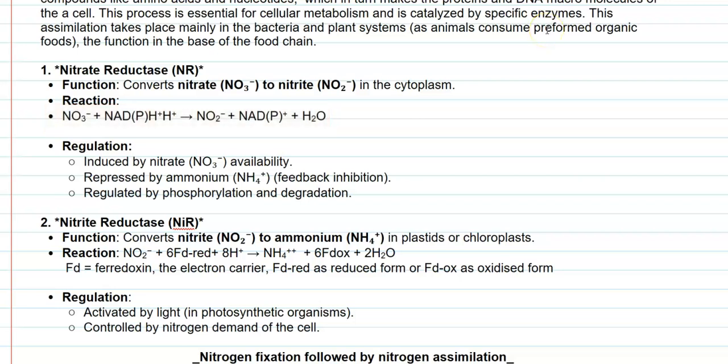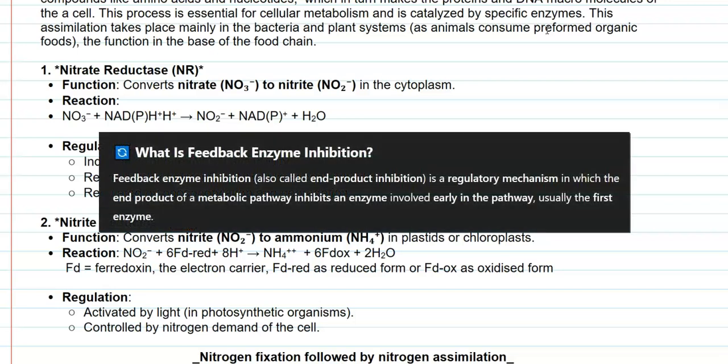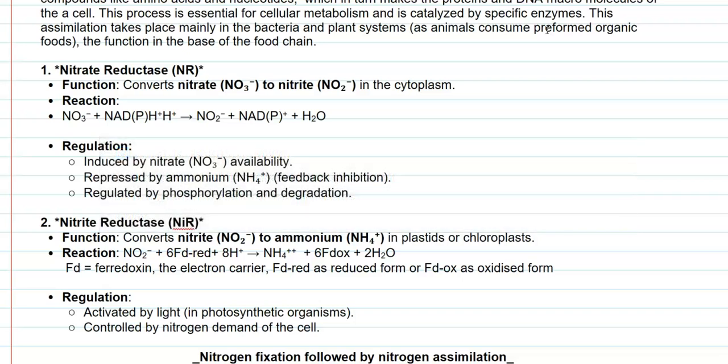Then we look at how this enzyme is regulated. The regulation of this enzyme is mainly mediated by nitrate availability, and the enzyme function can be stopped or repressed by the presence of ammonia in the system. This kind of repression is commonly referred to as a feedback inhibition system operating in an organism. It can also be regulated by phosphorylation and dephosphorylation, that is, a degradation of the phosphorylated form.